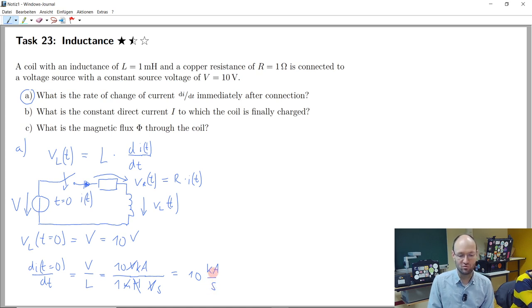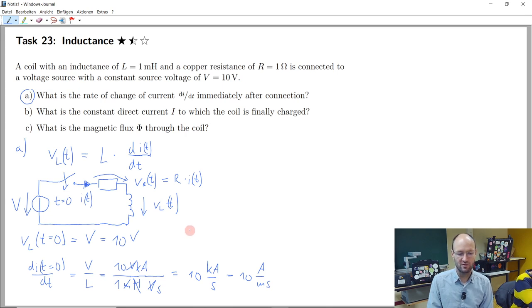So the current increases very rapidly, or we could also say it's 10 ampere per millisecond, which does not sound that large as 10 kilo ampere per second, but it's the same at the end. So it just means that the current increases quite quickly. And the more voltage, the more current increase. And if we have more inductance, then the current will increase slower. That's the idea. Okay.